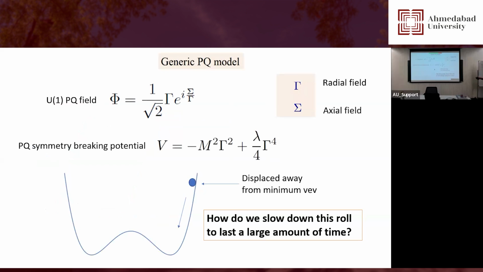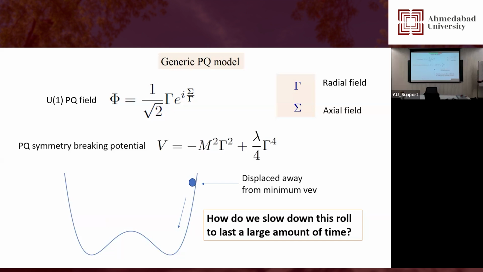Yeah, so this is a very generic PQ model. And again, I'm going to replace R and A with gamma and sigma, just because A is going to become my scale factor and I don't want to confuse anyone. And instead of R being a curvature sometimes, I'm just going to say gamma and sigma. So just reminding everyone, the radial field is gamma and the axial field is sigma. This is the most usual potential, the PQ breaking potential.